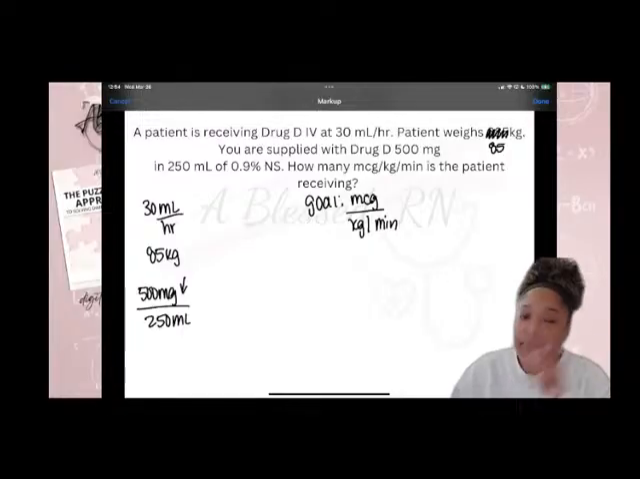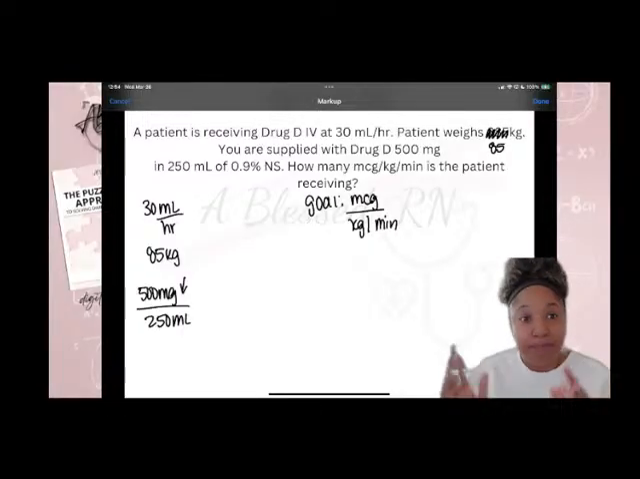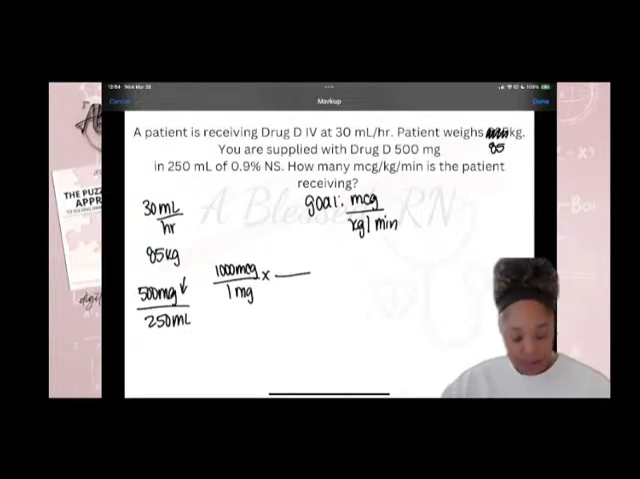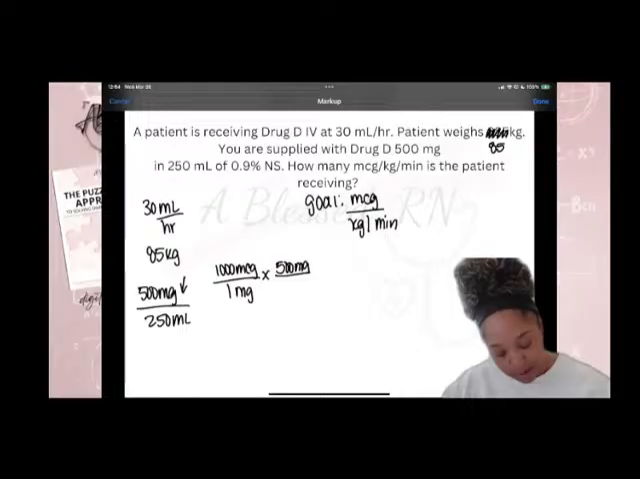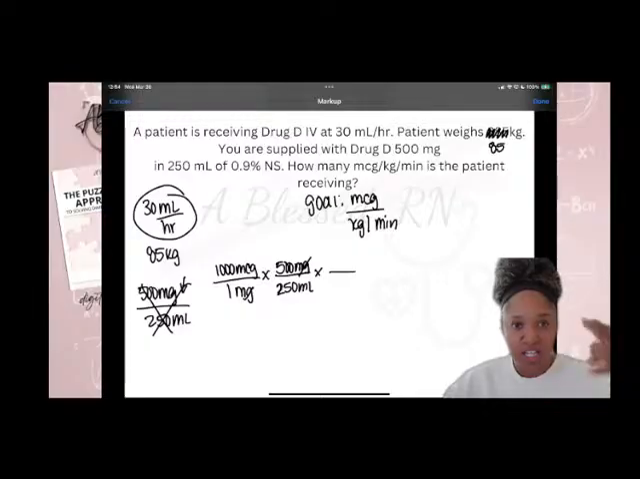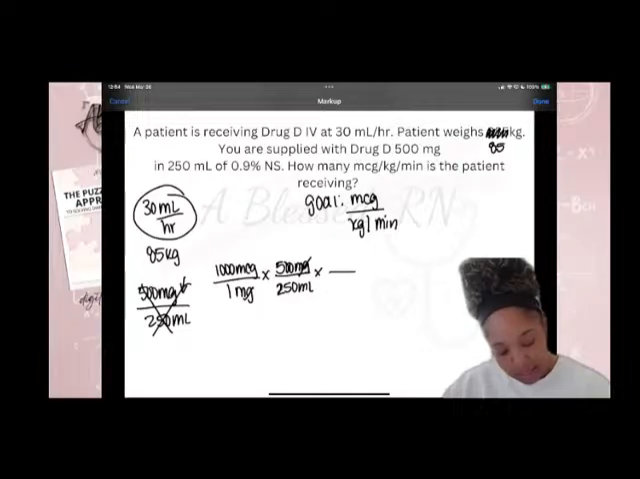So we're at milligrams, I need micrograms. 1,000 micrograms equals 1 milligram, okay? So 1,000 micrograms is 1 milligram. Now I can put my milligrams on the top. So 500 milligrams is 250 mLs. Boom. Now I have my milliliters, right? So you see, I'm just taking my puzzle pieces and putting them together, flip-flopping them, canceling what's on the top and on the bottom. No math, okay? 30 mL over hour. Boom, boom. All right, now I'm at the hour.